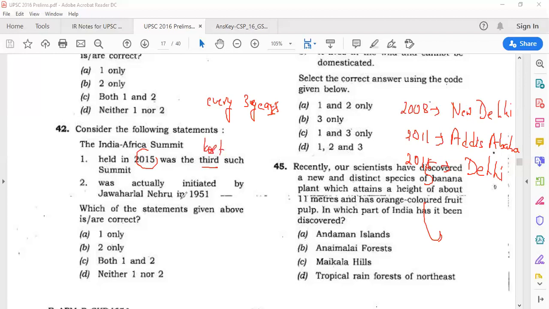So, and what else is there? See, it was actually initiated by Nehru. It's not good to bring Nehru into everything. So, jokes apart, the statement is wrong, right? So the answer is only one.